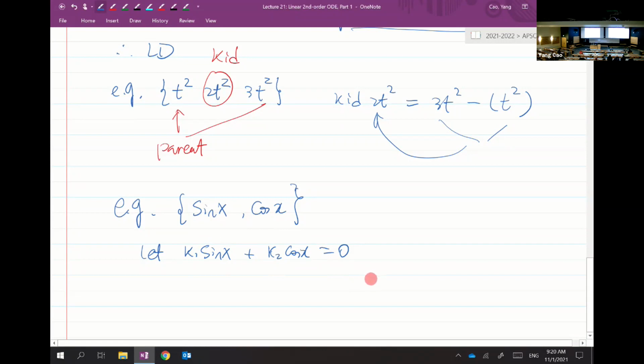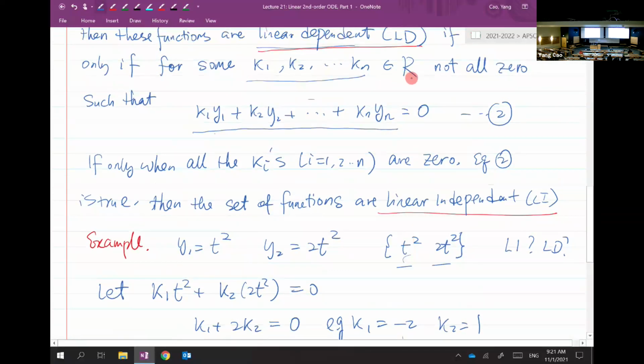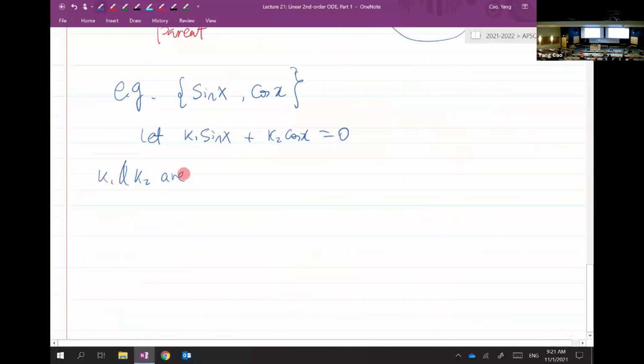No, k1, k2 have to be numbers, not functions. That's actually a good point. Remember the theorem says k1, k2 belong to the real set. So they're not functions, they're numbers. And it's essentially a nonlinear function. So you actually won't be able to find any non-zero k1, k2 to make this expression equal to 0, right?